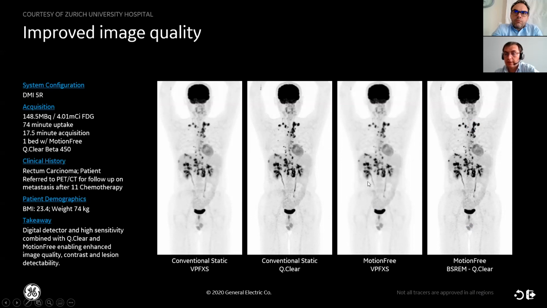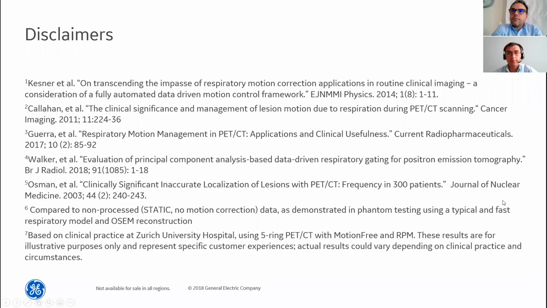thanks to motion-free. And the last one, which is totally unique for GE, is the combination of motion-free, deviceless respiratory gating, and BSREM reconstruction that is improving the relation of noise to signal and improving convergence of SUV quantification.